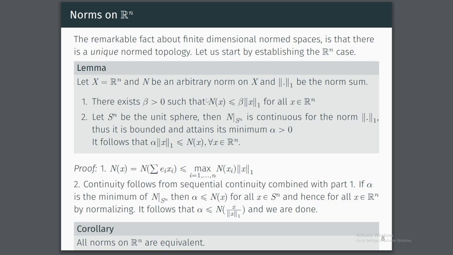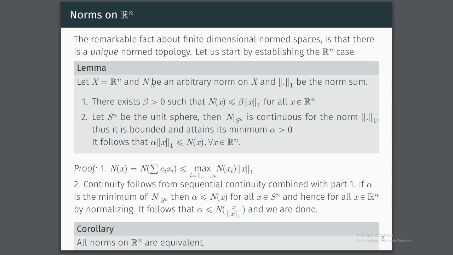Hopefully this argument makes sense. I'm not sure if I explained it too well, but essentially we're trying to get an upper bound, beta times norm x1, and a lower bound, alpha times norm x1. The lower bound we basically got from proving that the norm restricted to Sn is continuous, so it has a minimum on Sn. And then we just take a specific x, which is x over norm x1, and this works for any x.